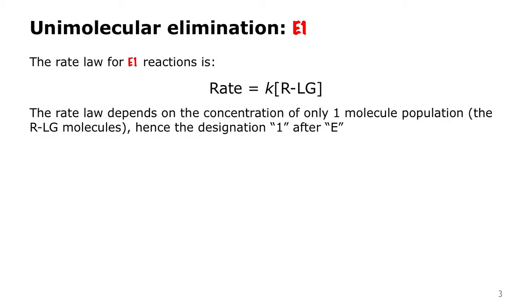When the reaction does occur to give elimination under these E1 conditions, we find the rate equation looks like this. And you'll notice that that rate equation is exactly the same rate equation that we see in an SN1, where the rate of the E1 elimination is entirely dependent on how fast the substrate undergoes formation of the carbocation. So we see the rate law is dependent on the concentration of one population of the substrate molecules, and hence the designation 1 after the E.